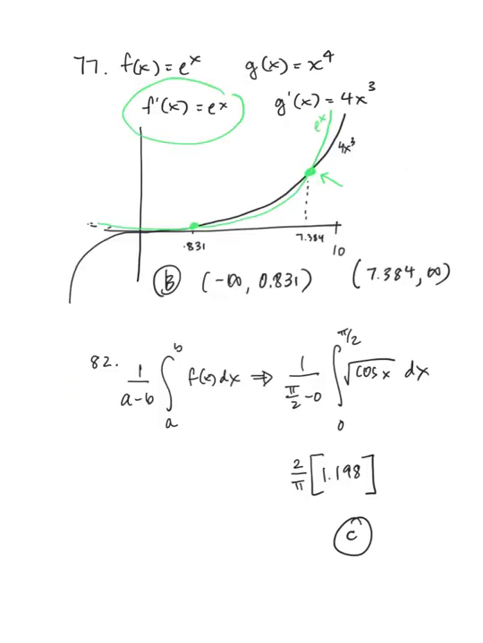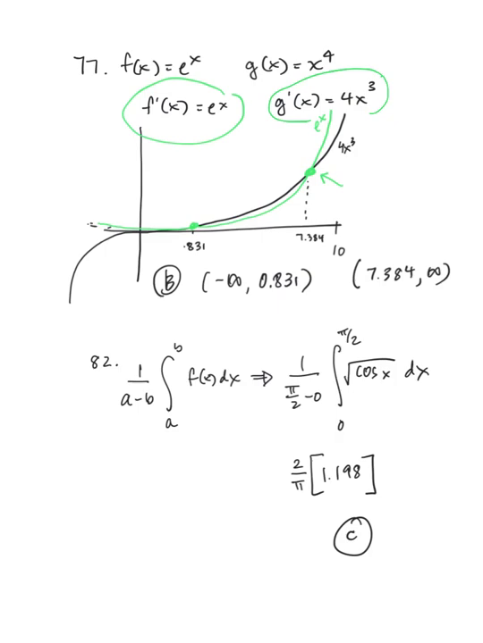All right, 77. We have 2 functions, e to the x and x to the 4th. The question asks, on what intervals is the rate of change of f greater than the rate of change of g? So I'm going to take the derivative of both of them, and I graph it here. e to the x, or f prime, is green, and then g prime, which is 4x cubed, is the black curve. Now, they intersect in 2 points.